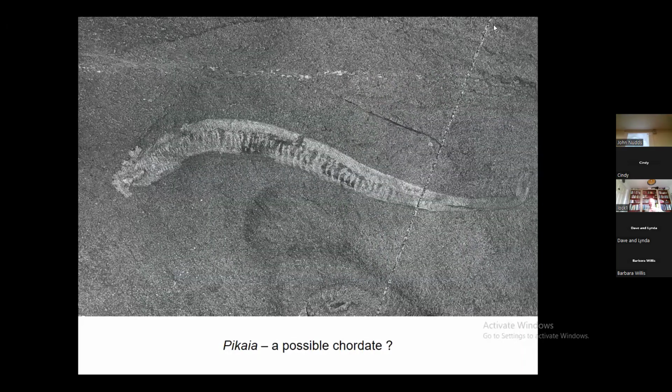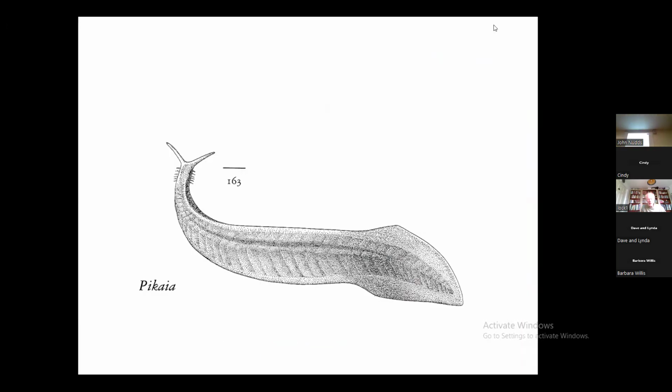And then finally, this little animal called Pikaia, which is only about 1 centimeter long, but it has a stiffened rod running down the back and these chevron-shaped muscle fibers. And this is thought to be a chordate belonging to our own phylum, showing that the chordates were present in the Cambrian explosion. Again, this was thought to be the earliest chordate.